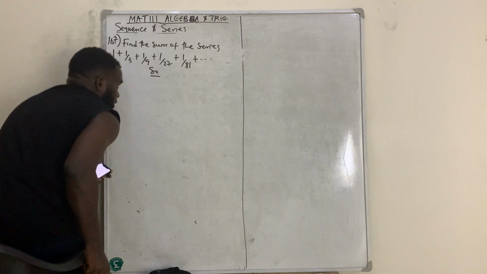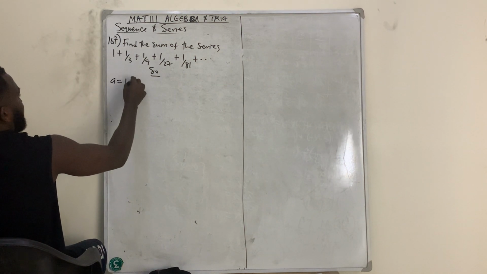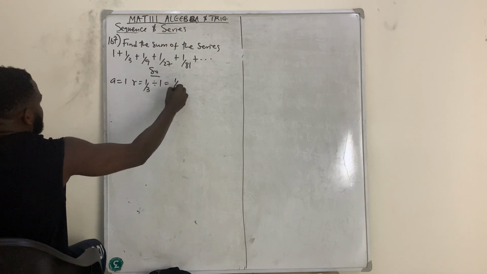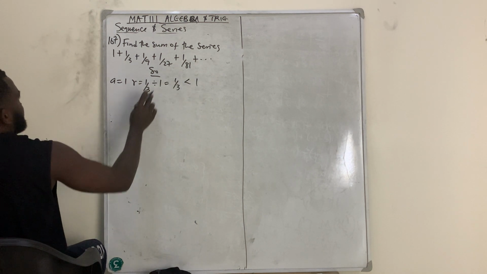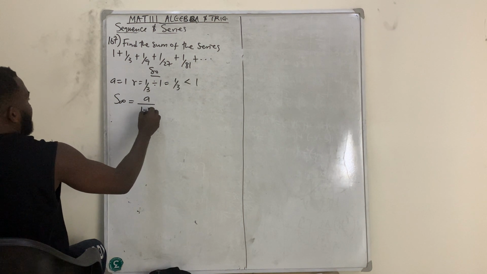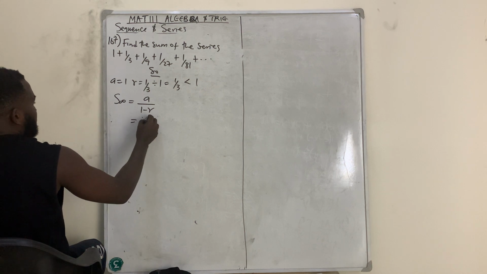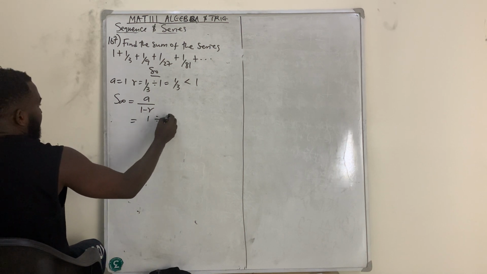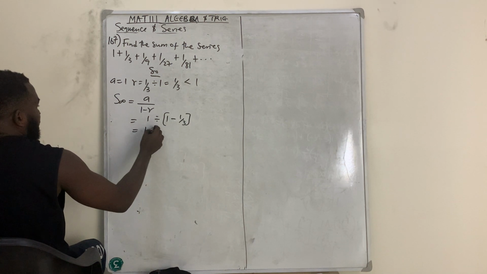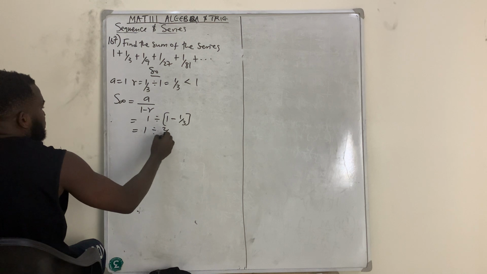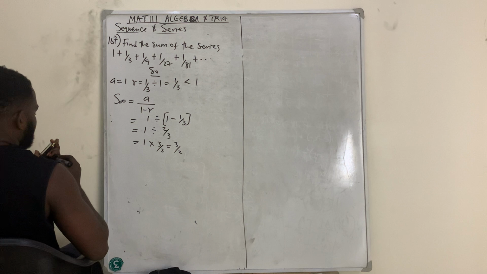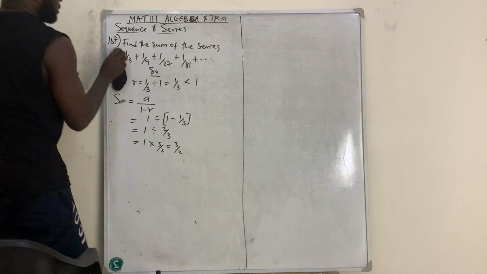Solution. Now if you look at this, you see that the first term is 1, and the common ratio is the second term divided by the first term. Anything divided by 1 is the same thing, and this is less than 1. So you see that this sum goes to infinity. Sum to infinity is equal to a over 1 minus r, which is 1 divided by 1 minus 1 over 3. So you have 1 divided by 2 over 3, which is 1 times 3 over 2, which is 3 over 2. So that is that for that. We'll move to the next one.